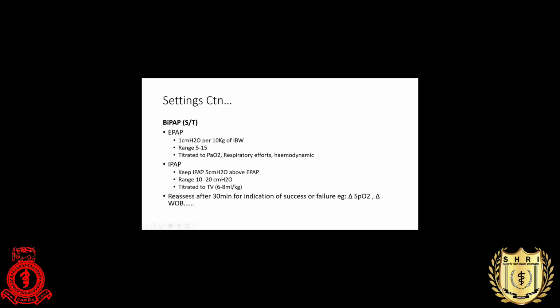As in CPAP mode, when your patient is in BiPAP mode, you have to monitor the patient's saturation, work of breathing, arterial blood gas and hemodynamics, and ultimately check whether the patient is improving or deteriorating. If the patient is not improving with your changes, then you have to escalate to the next level of care, that is intubation.